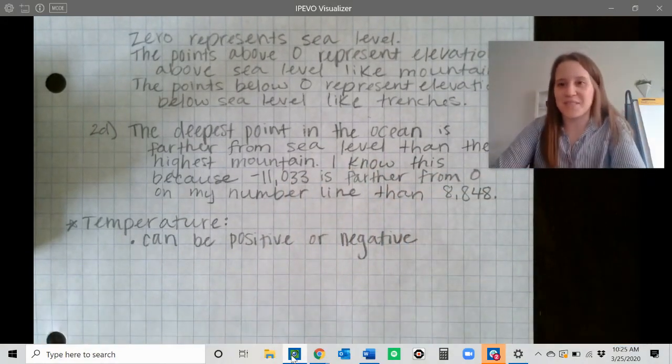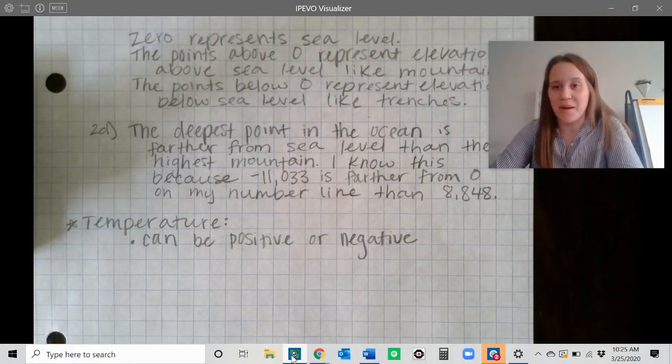If you've ever heard of a temperature that is negative, you probably were not in Phoenix. Negative temperatures are really cold.